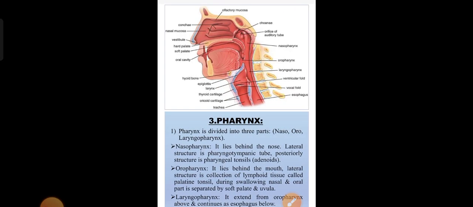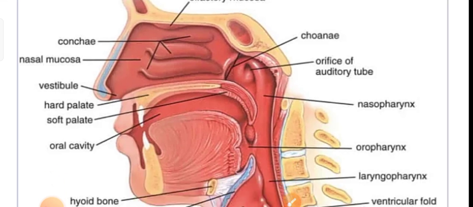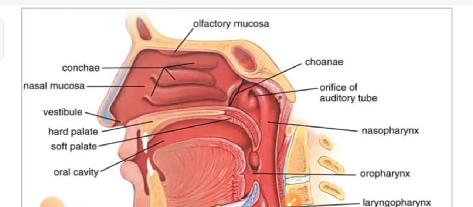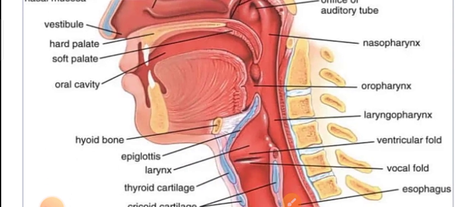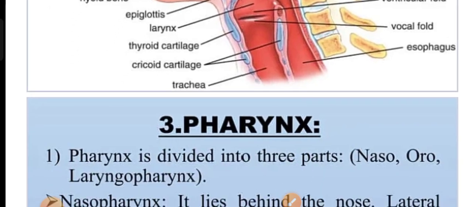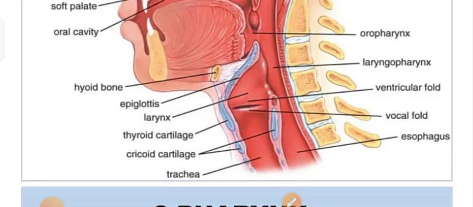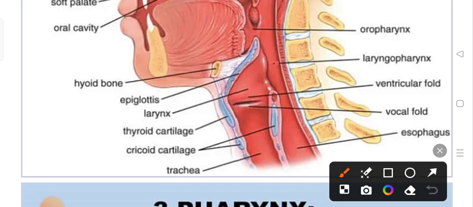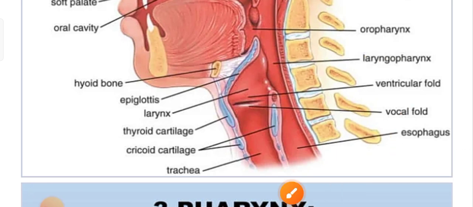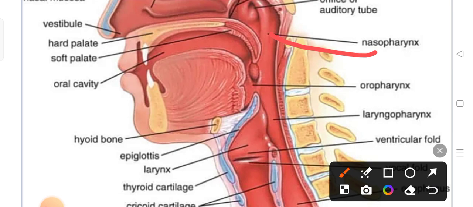Okay, so this is the one. If you see the structure, we can easily identify the anatomy of the respiratory system and the pharynx. Olfactory mucosa, concha, nasal mucosa, vestibule, hard palate, soft palate will be there. Oral cavity, hyoid bone, epiglottis, larynx, pharynx. Okay, the pharynx is here. It will start from like this.